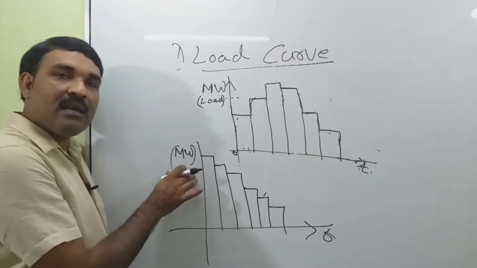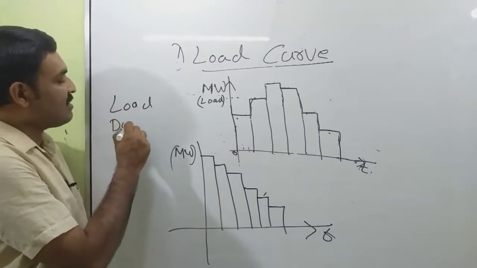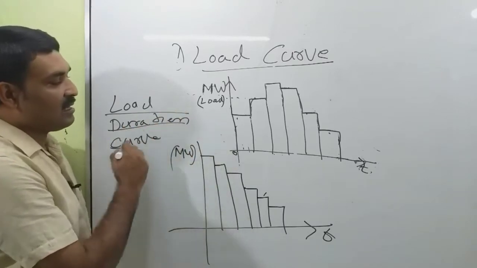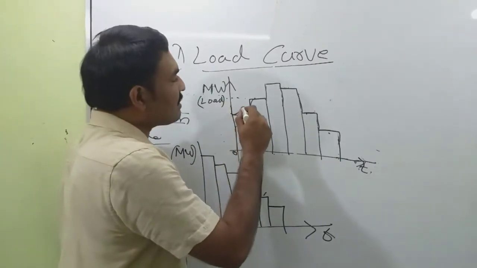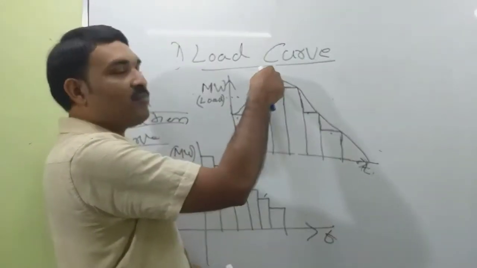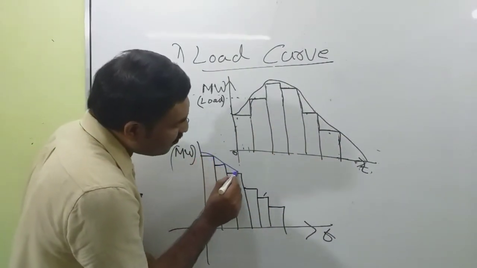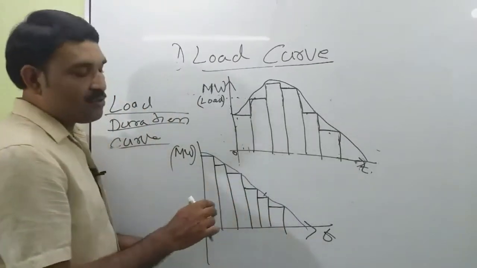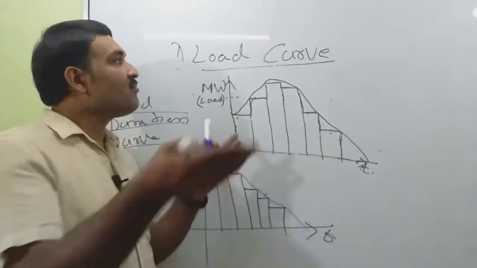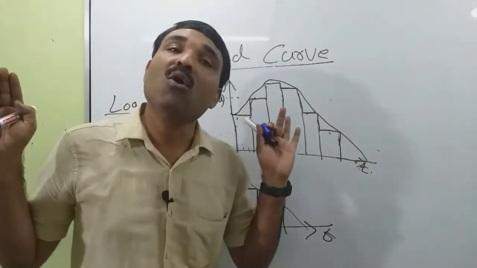So if I arrange load in descending order, then it is called load duration curve. Here we can draw the shape of the actual load curve like this. To this maximum we have positive slope and negative slope. Look at this figure, we have only negative slope. So a load duration curve always has a negative slope. It is obtained from the load curve by arranging load against time in descending order.